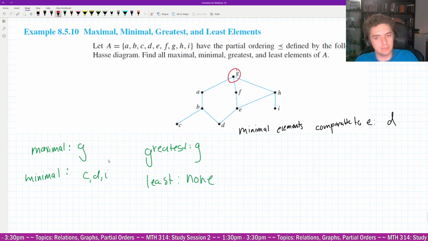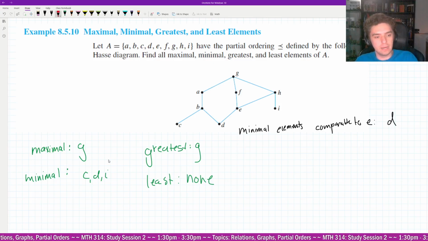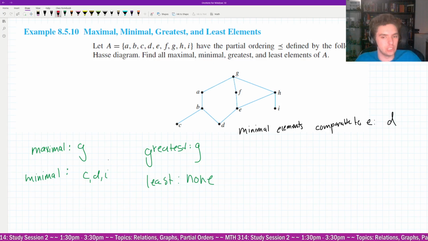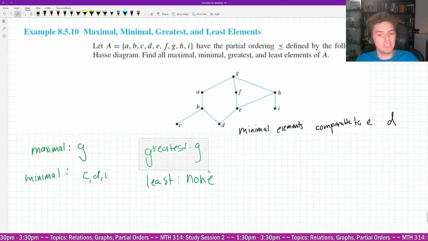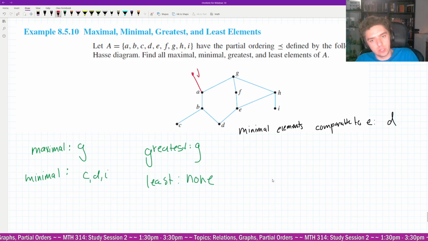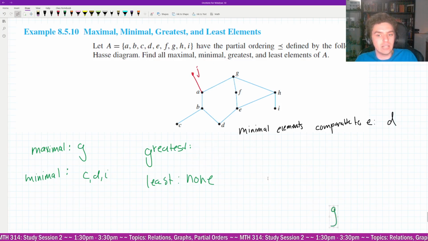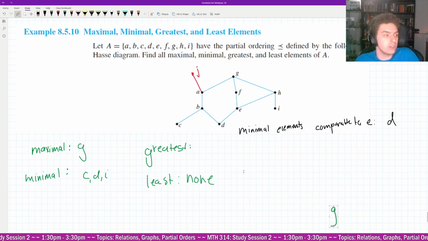So G is maximal for sure. There's nothing that is above G. But G is also the greatest, right? Because everything else is less than G, right? So this means there's nothing above G. This means everything else is less than G, which is true. If, for example, I had J here, then I would have no greatest, right? Because there is not a single element that is greater than every other element.